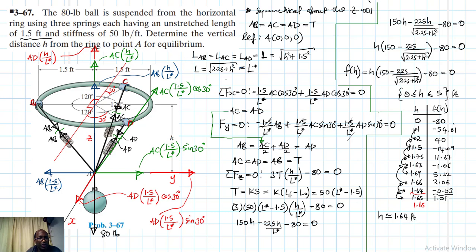So determine the vertical distance h from the ring to the point F for equilibrium. Right. So this is what we found, and let's just outline the final solution like so. Right. So we are done.